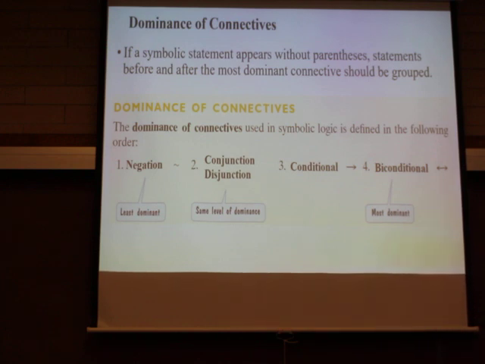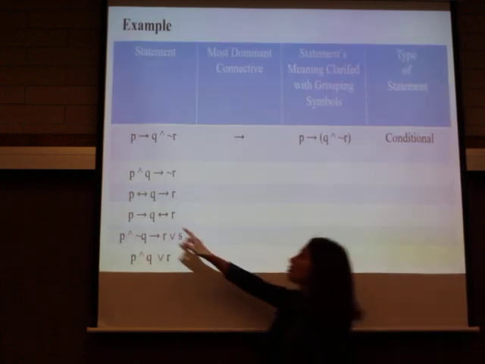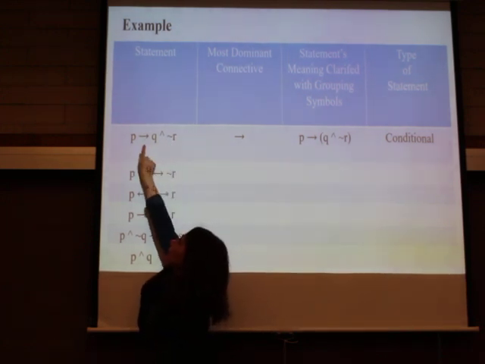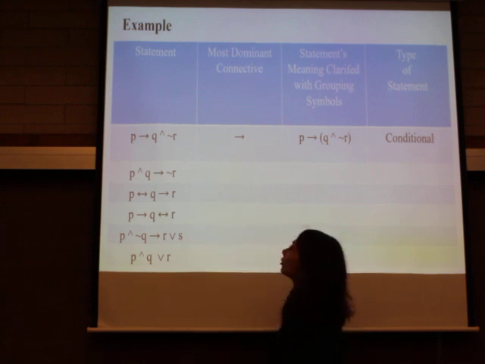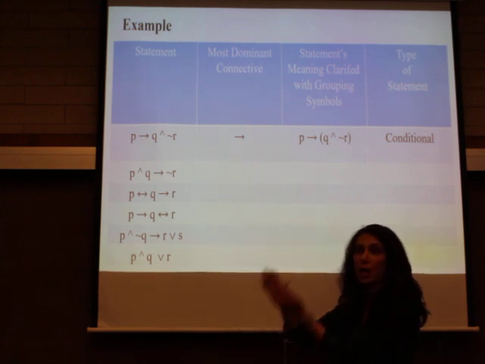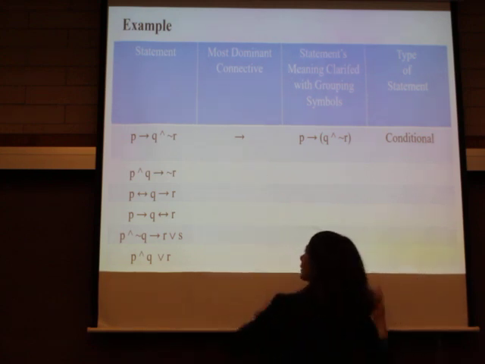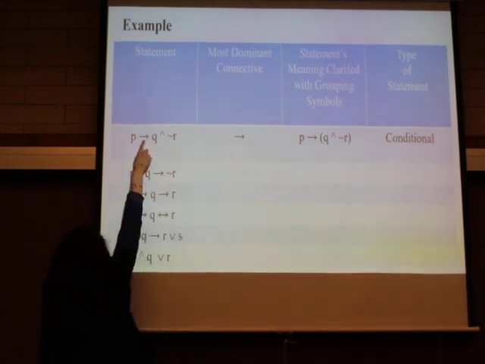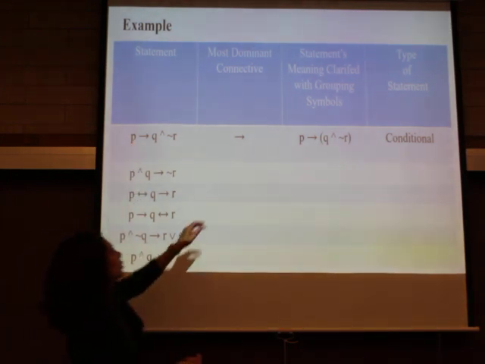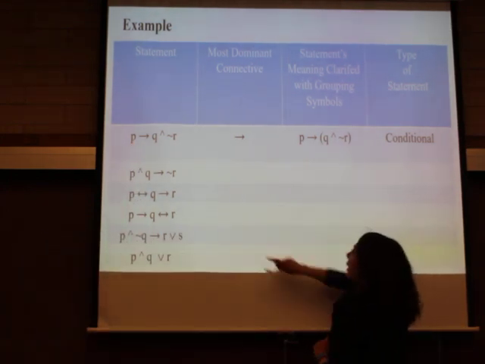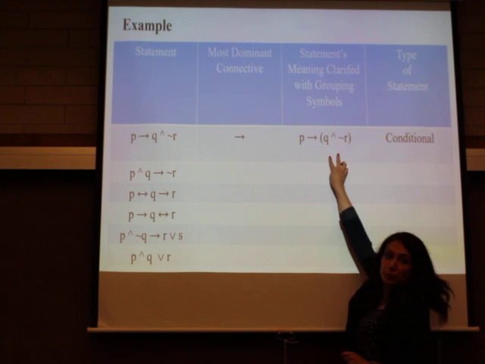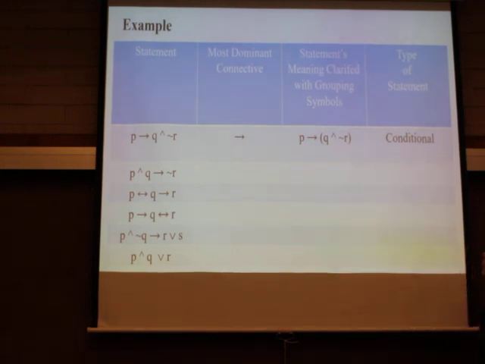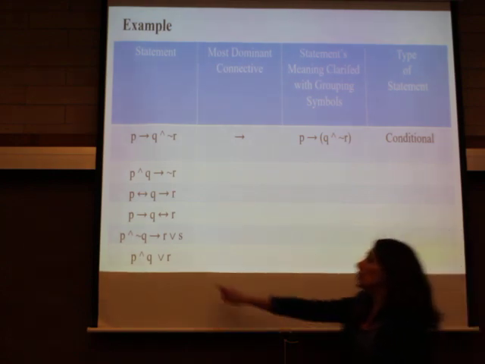So here, between negation and conditional, the most dominant connective is the conditional. It means whatever you have before is one group, and whatever you have after the most dominant is another group. Before the most dominant, we have just one statement, so I don't need to put parentheses. After that, I have Q and not R, and they create one group. So the type of statement is conditional, the most dominant one. Look at the second one.